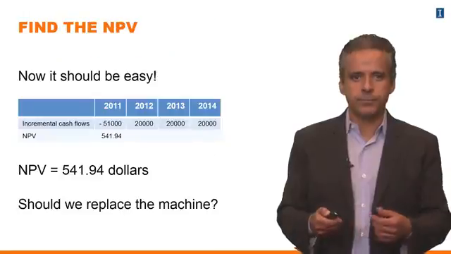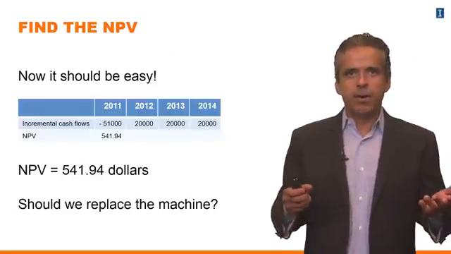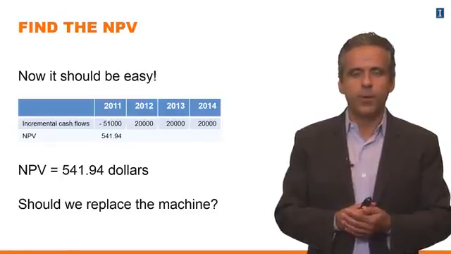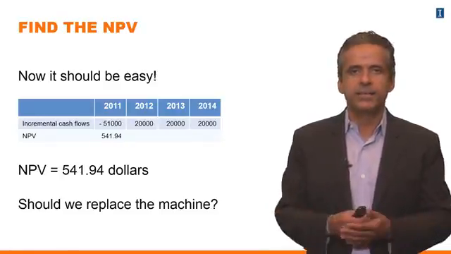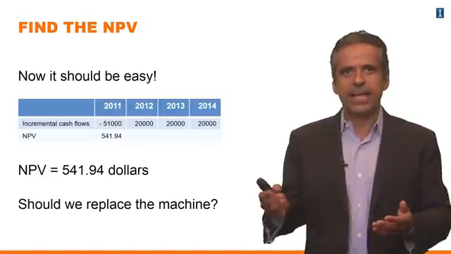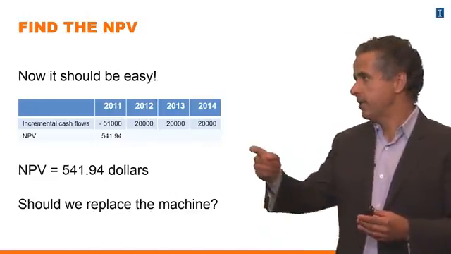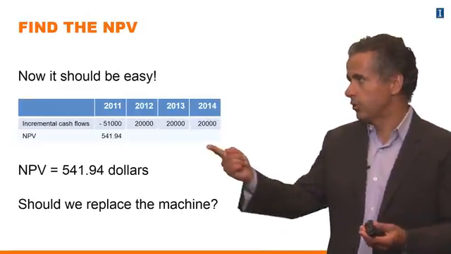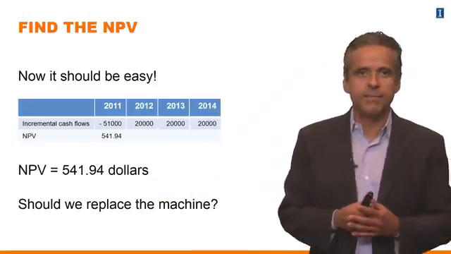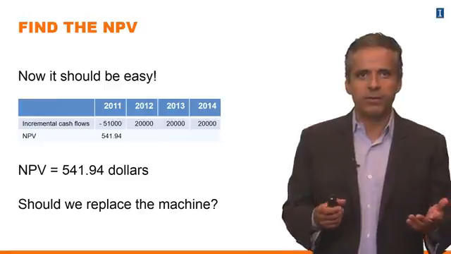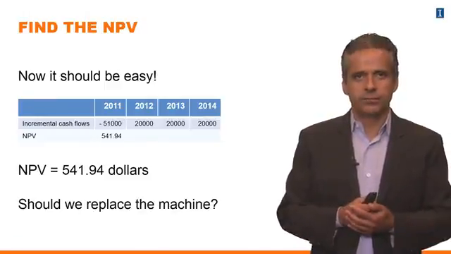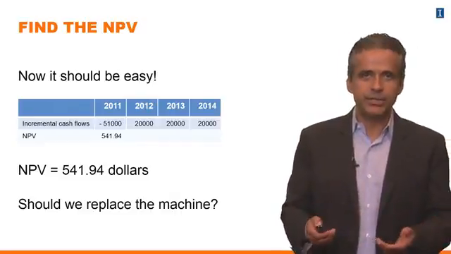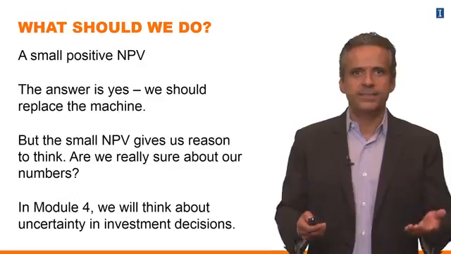Okay? What is the NPV? After you figure out the cash flows in this problem, computing the NPV should be really easy. Okay, I write down the timeline. Right here, you have the timeline with all the cash flows, and use the Excel NPV function or do it by hand. You should find an NPV of $541.94. Okay. Now ask yourself, should we replace the machine? The answer, of course, is yes.